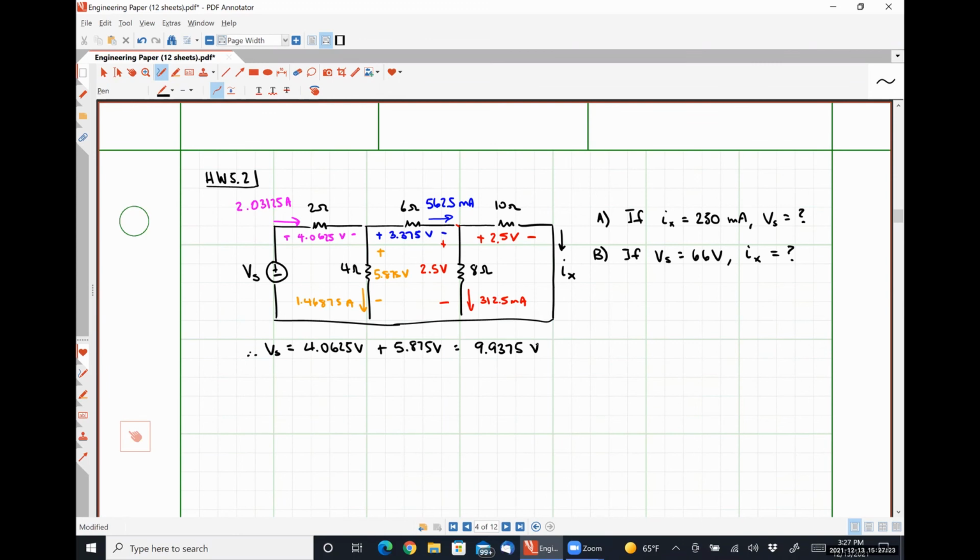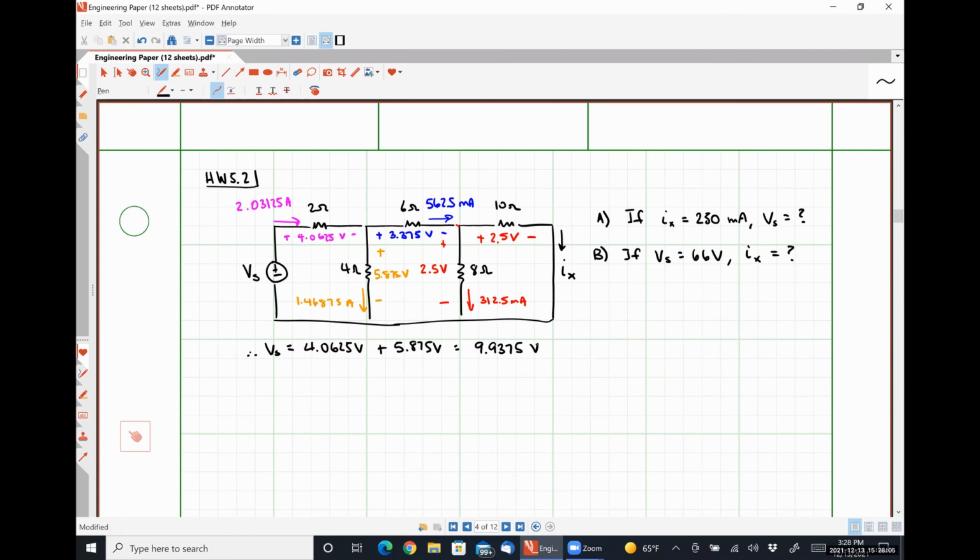So how do we get the answer to part B by doing no circuit analysis whatsoever? Well, 66 volts is just a scaled version of that 9.9375 volts, right? Which means 250 milliamps scaled by that same factor will give us our output Ix for a known value of Vs. So we know how the circuit behaves. We effectively have the transfer function. Now we just need to scale the output by the same amount that the input has been scaled.